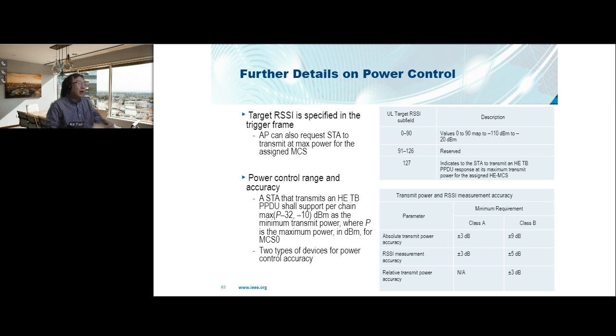So the spec defines two kinds of devices. One is class A, which means all power control is within 3 dB accuracy. This is most of the devices. There are other devices, basically cheap devices, with a power control accuracy of, for example, plus or minus 9 dB, due to very low cost limitations. In that case, for the AP to schedule it, it needs to consider this margin.